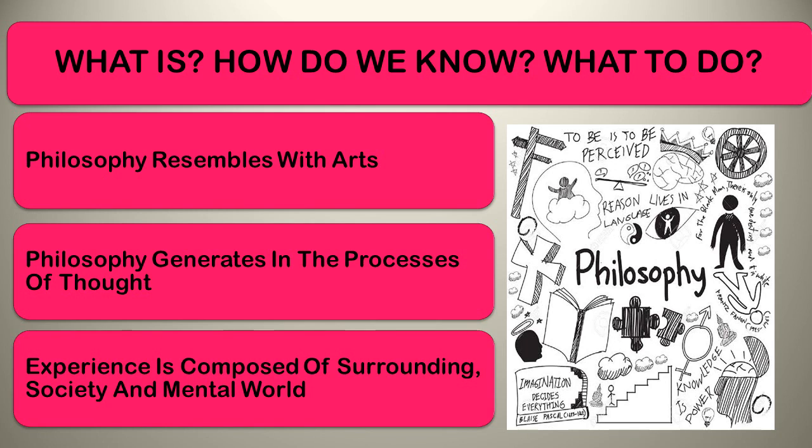Our experience is composed of our natural surroundings, society and mental world. Everyone is normally endowed with similar experiencing abilities, but we live in diverse natural, social, geographical and historical contexts. And therefore, the color, texture and form of human experience vary according to differences of space and time. Philosophy interprets this experience and makes sense of our inner and outer world also.